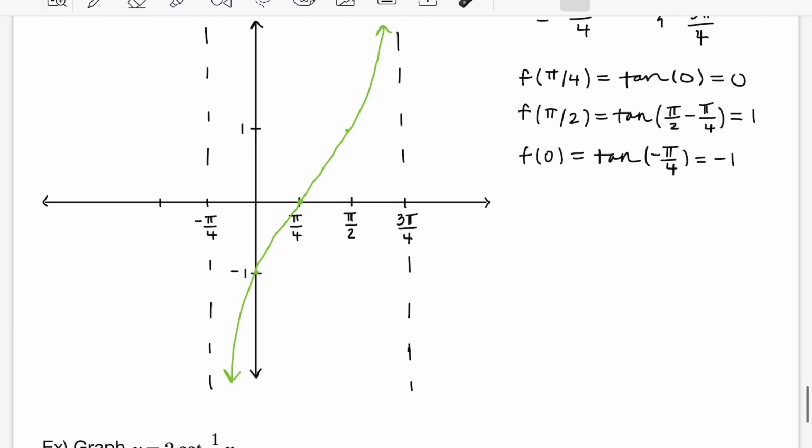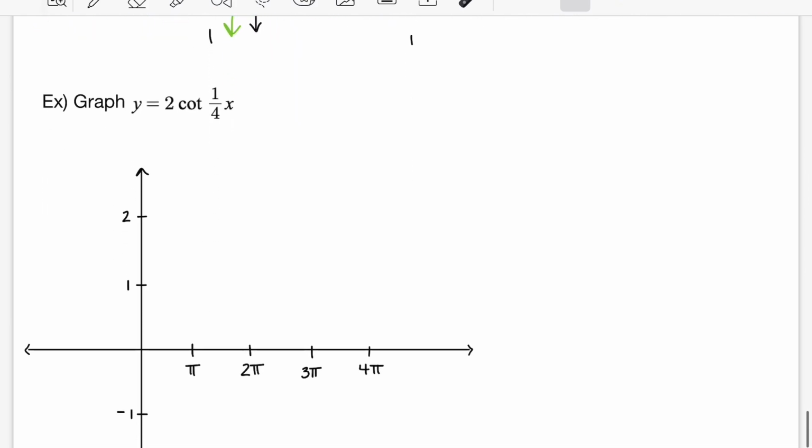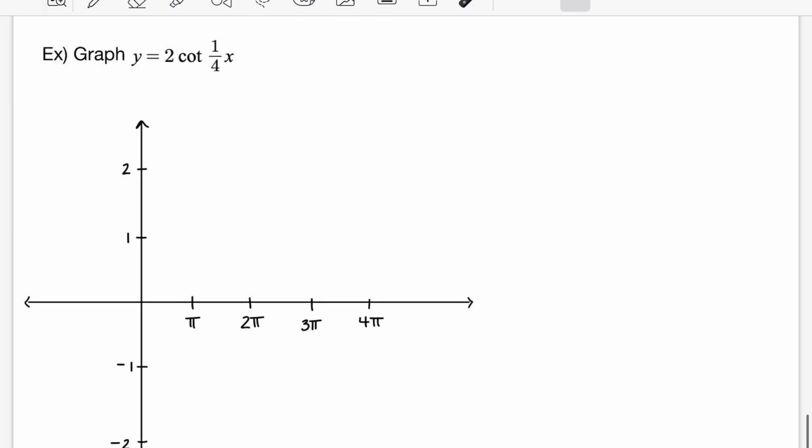Alright, so the last example we'll look at is this one here. We want to graph 2 cotangent of 1 over 4x. So in this case, remember our tangent and cotangent functions don't have any amplitude because we don't have any minimum or maximum values. So although we have a 2 here, that's not going to be our amplitude. We do see though that our b is going to be 1 over 4. So this tells us that our period is going to be pi over 1 over 4, which is equal to 4 pi.